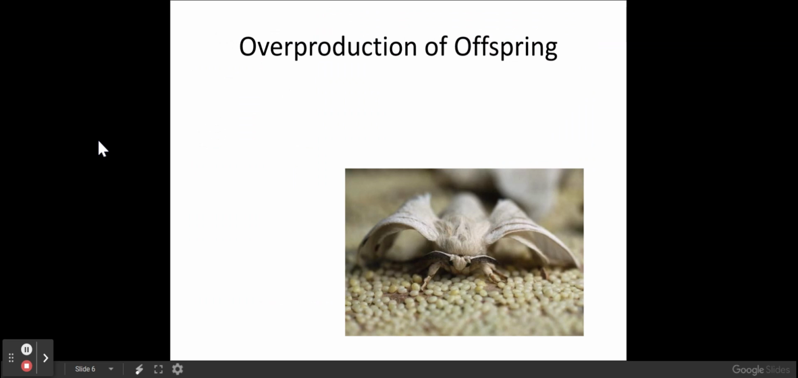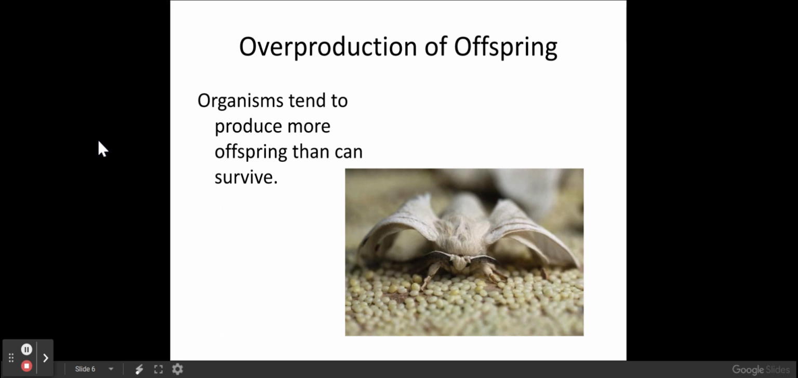So let's stick with our moth example to go through these different concepts. This idea of overproduction of offspring states that organisms tend to make more babies or produce more offspring than the environment can support. So if this is your moth and all of those little circles are eggs, you can imagine that the environment couldn't support all of those offspring surviving.